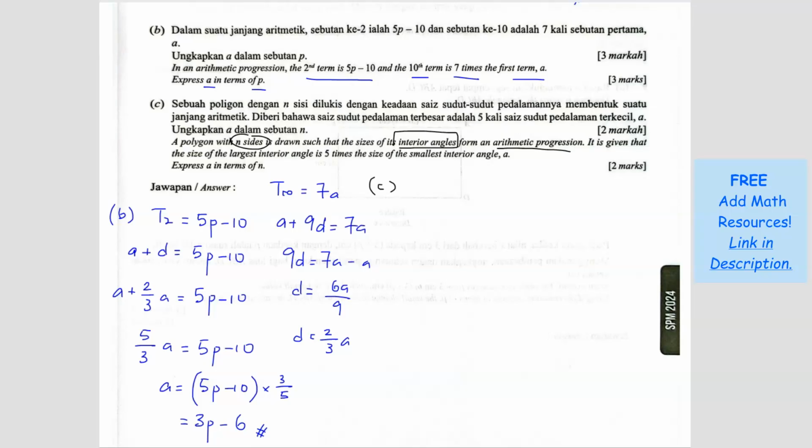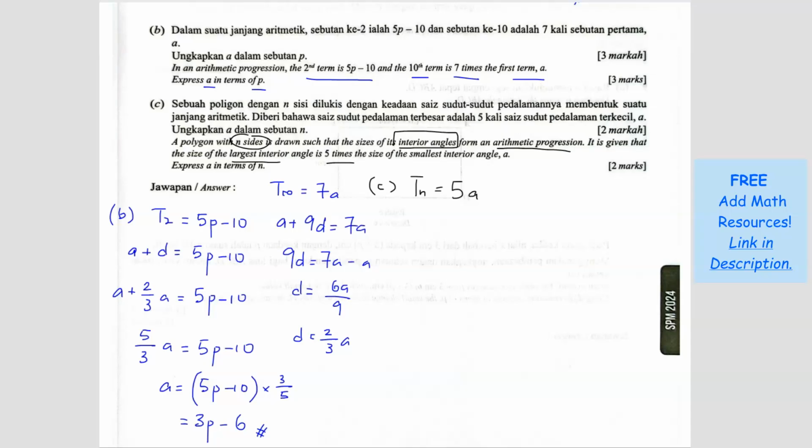It is given that the size of the largest interior angle, so largest means the last one, okay, so that means the Tn, the largest is the last angle, Tn is equal to 5 times of what? The smallest. So the smallest is the first term, so 5a. And what they're asking for, express a in terms of n. So okay, a in terms of n.